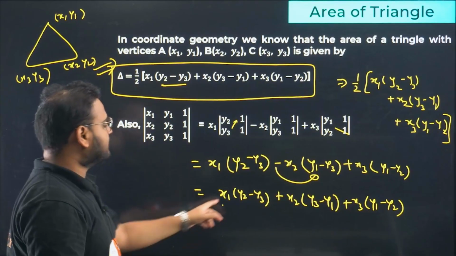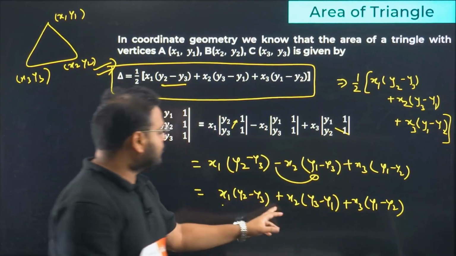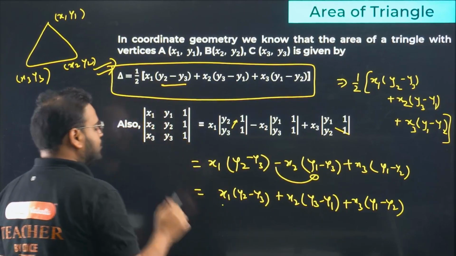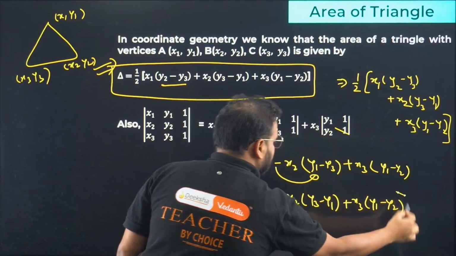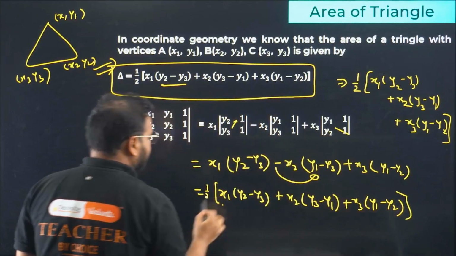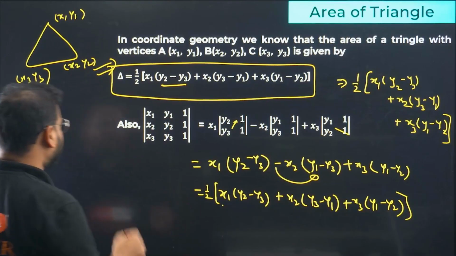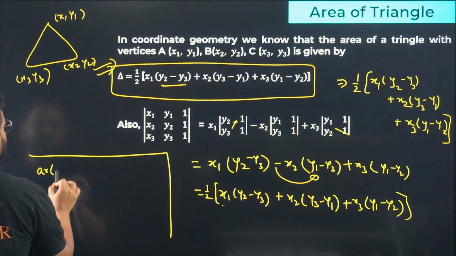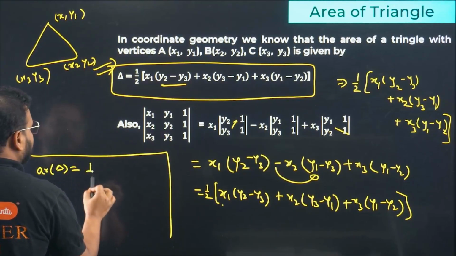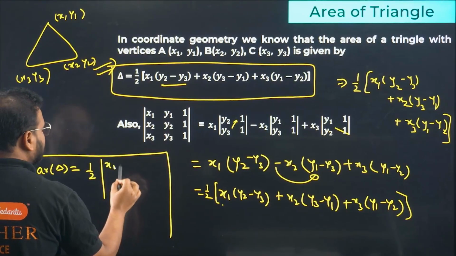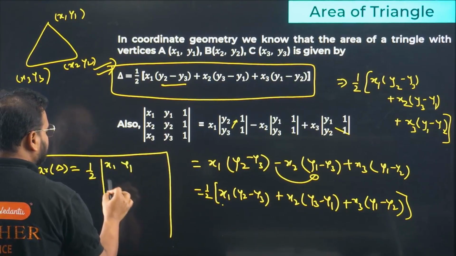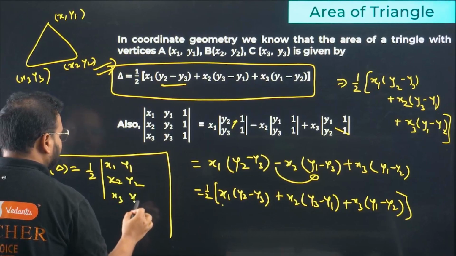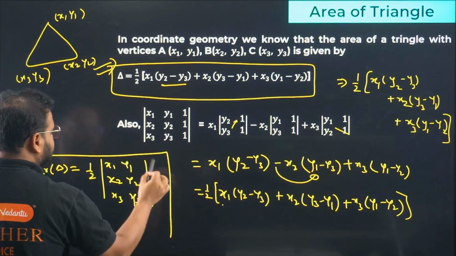Is it same or not? 1, 2, 3, 2, 3, 1 and 3, 1, 2. So the only thing missing is 1 by 2. So do one thing: write it like this and multiply it with 1 by 2. So basically, if you want to find the area of a triangle using determinant, you write here 1 by 2 and the value itself: x1, y1, x2, y2, x3, y3, 1, 1, 1.